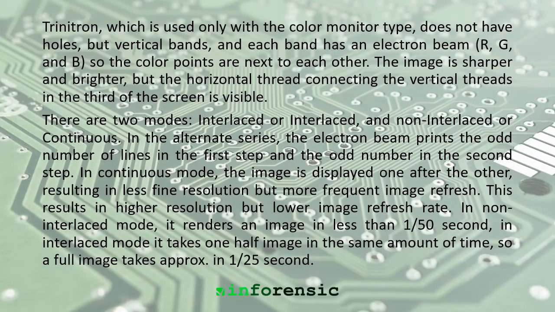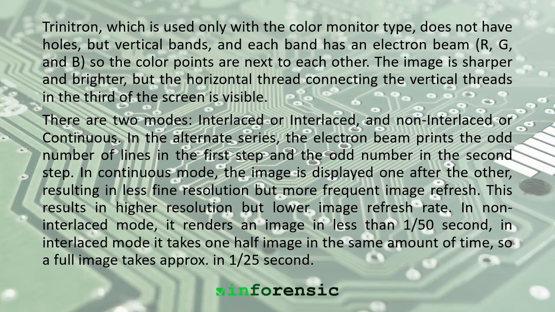Trinitron, which is used only with the color monitor type, does not have holes, but vertical bands, and each band has an electron beam, R, G, and B, so the color points are next to each other. The image is sharper and brighter, but the horizontal thread connecting the vertical threads at the third of the screen is visible. There are two modes, interlaced and non-interlaced or continuous.